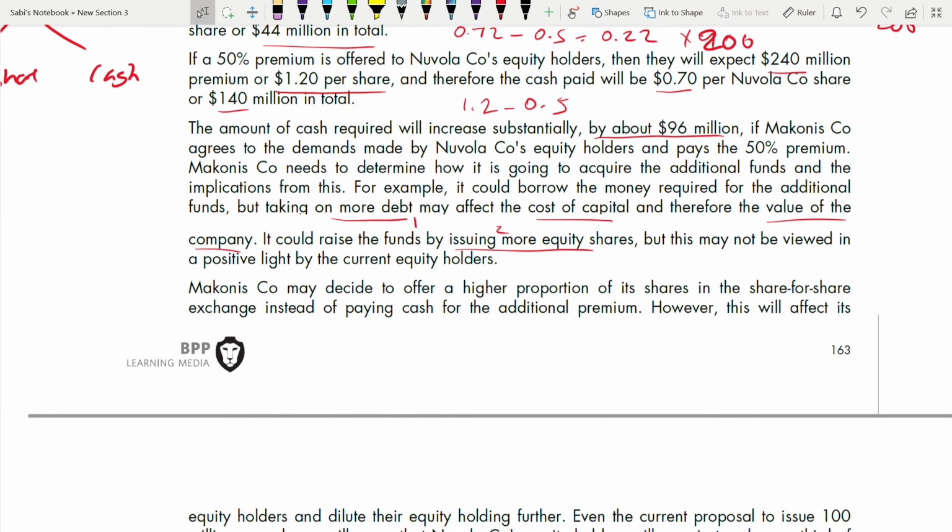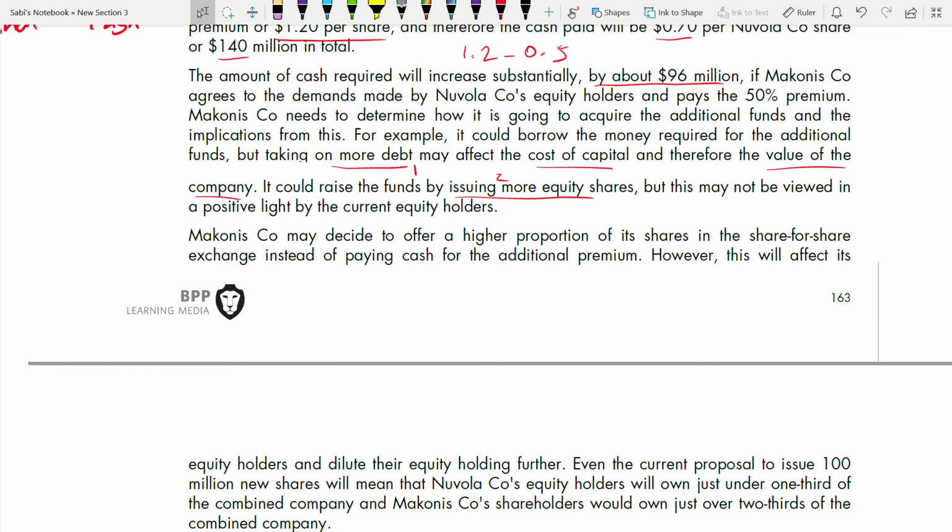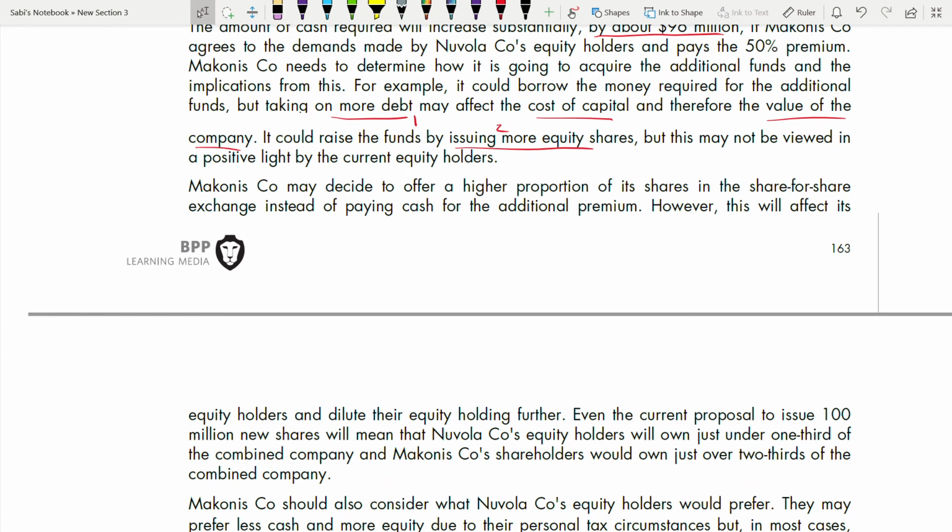Now, Makonis may decide to offer a higher proportion of its shares in the share for share exchange instead of paying cash for the additional premium. So it is better to go for a higher proportion of shares. Now it's currently one Makonis share for two Novala shares. They could give more shares of Makonis to Novala in the share for share exchange rather than giving cash. However, there is a disadvantage for this also. This will affect its equity holders and dilute the equity holding further.